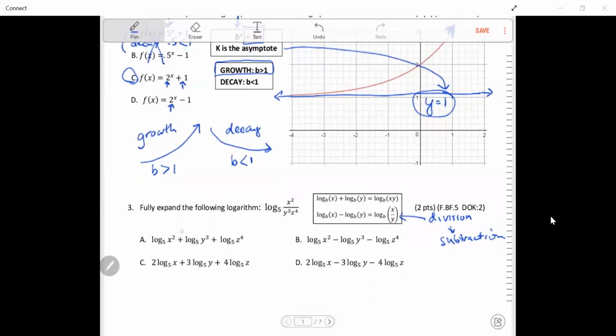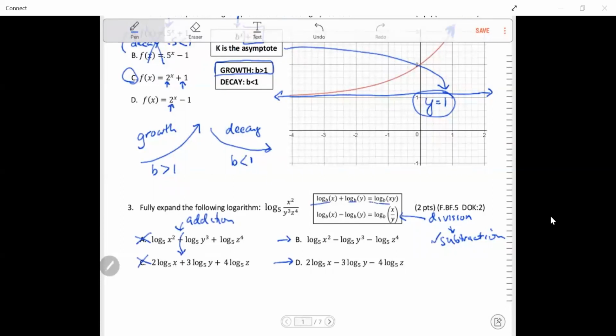And notice that this answer is addition, so that can't be your answer. And this answer is also addition. So that can't be your answer. So these two answers both have subtraction. All right, so that checks.